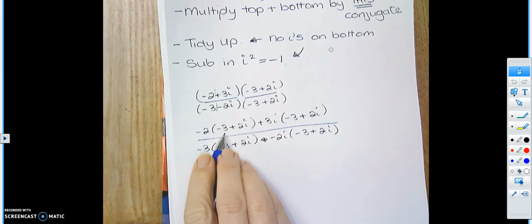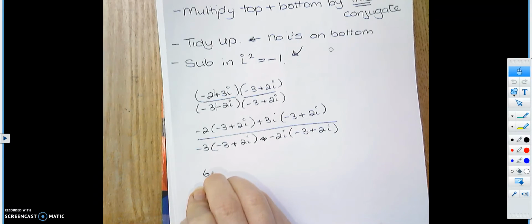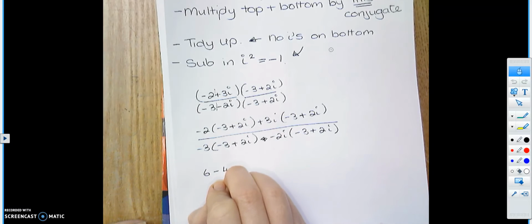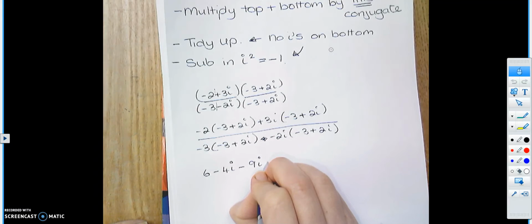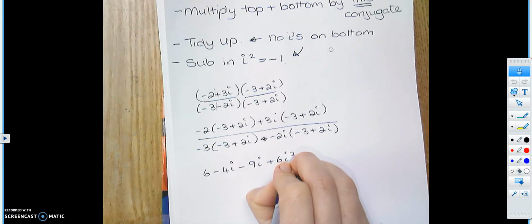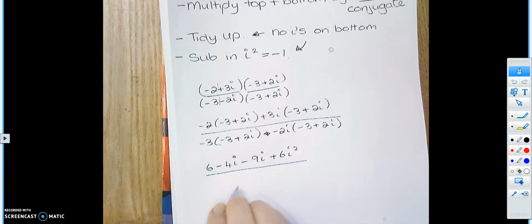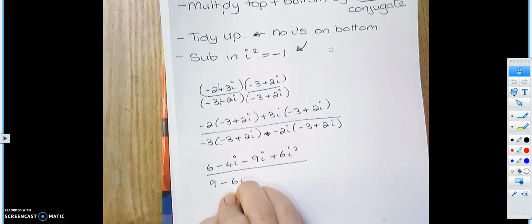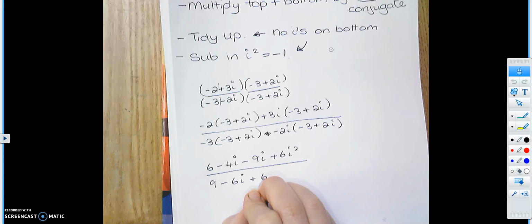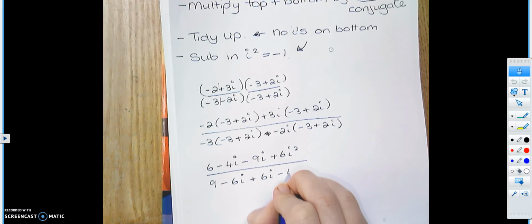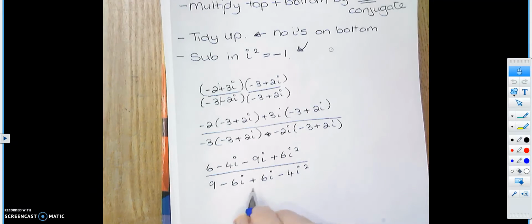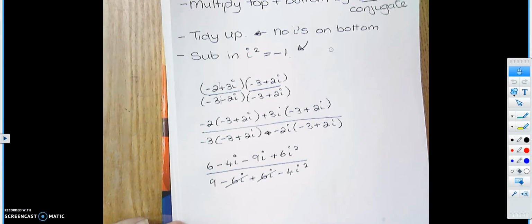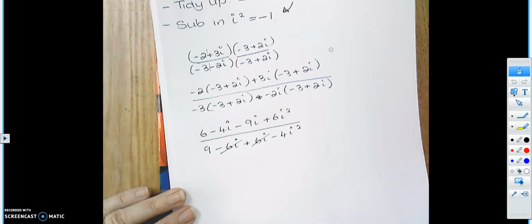Okay, so multiplying it out, minus by minus gives me a +6, -4i, -9i, plus 6i squared. On top, at the bottom, I go minus by minus gives me 9, and it's plus -6i, plus 6i, -4i squared. So when I tidy it up, my i's on the bottom cancel. So I've got no i's on the bottom line, apart from my i squared.